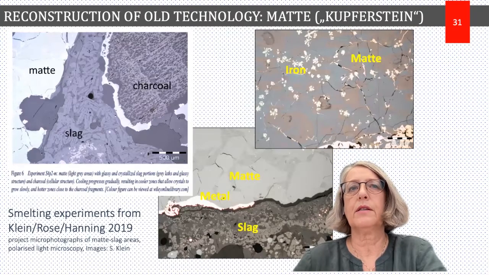The products yielded in smelting experiments can be compared with archaeological examples. The presence of entrapped charcoal, for instance, can explain different temperature zones influencing the crystallization of phases in a slag.